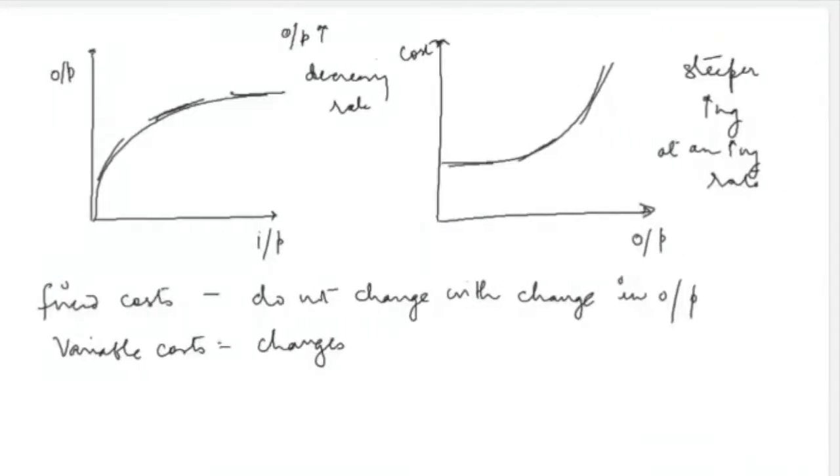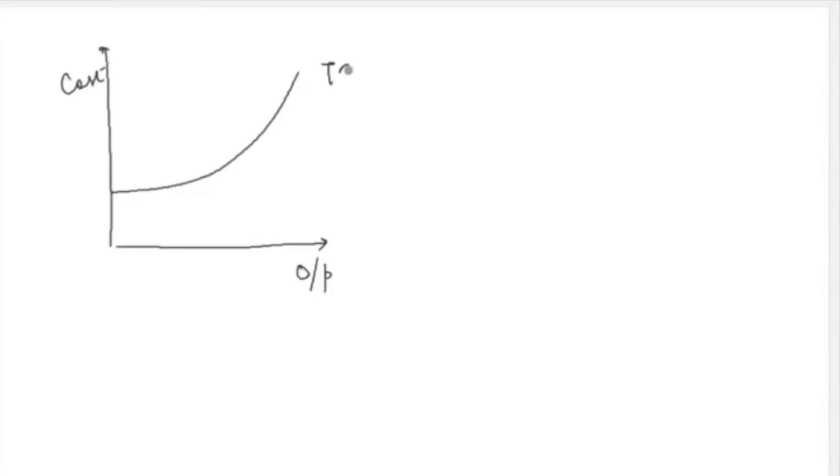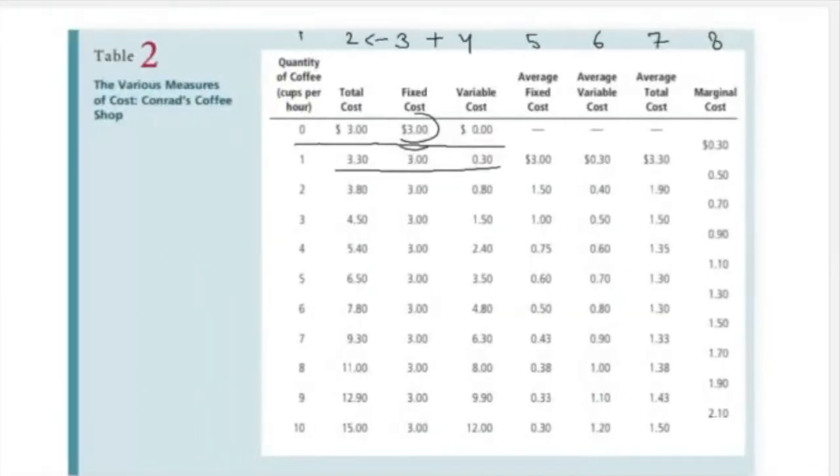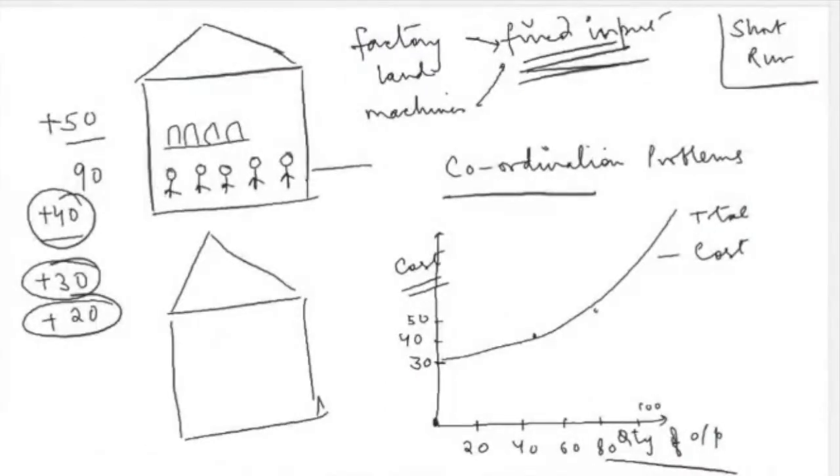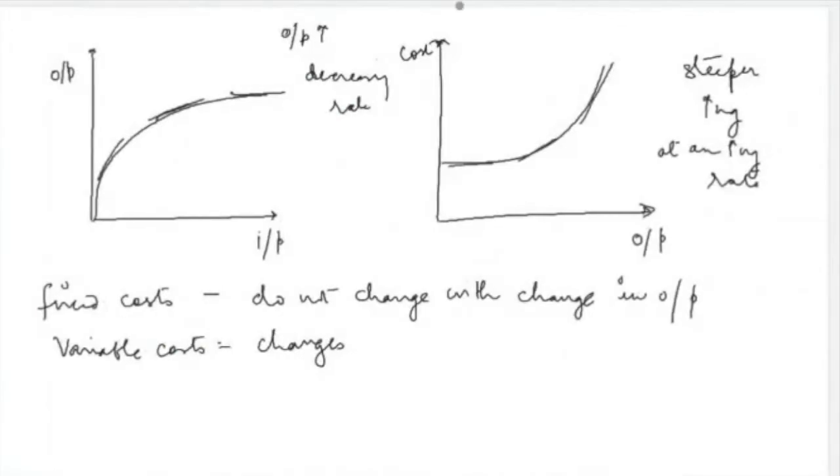So again, if you have to plot the total cost curve for this production process, you will still get the same shape, which will look like this. You have the total output, the number of cups of coffee, and you have the cost on the y-axis. This is your total cost function, which we plotted in the previous example. This one, the shape will remain the same even for this case.